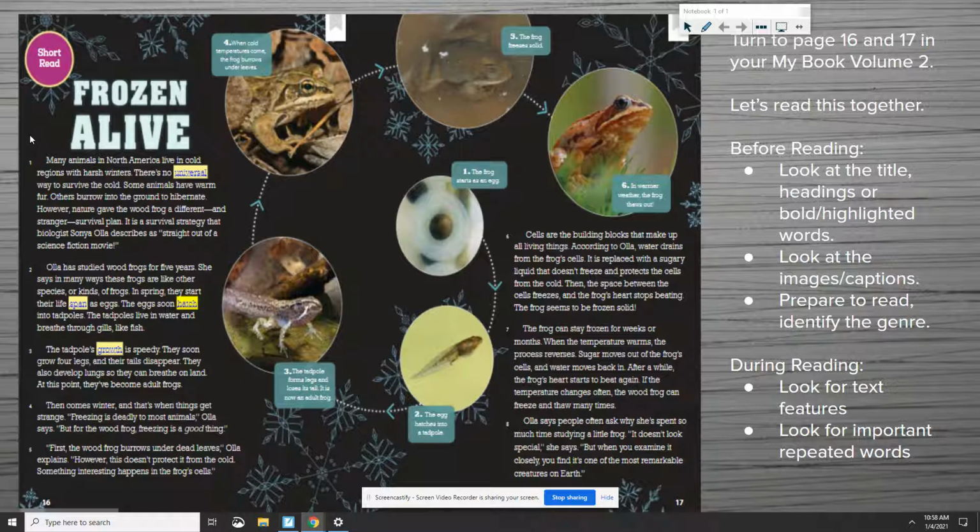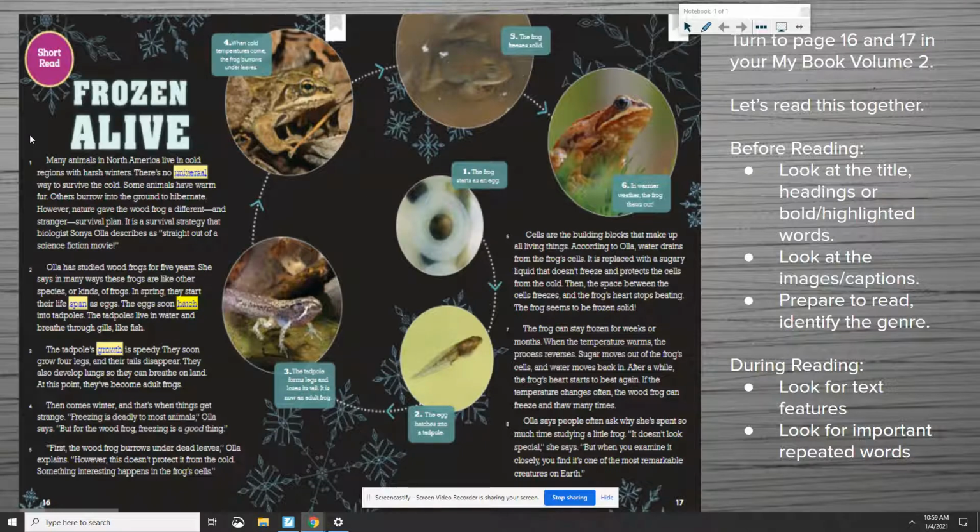Paragraph 4. When winter comes, that's when things get strange. Freezing is deadly to most animals, Ola says, but for the wood frog, freezing is a good thing. First, the wood frog burrows under dead leaves, Ola explains. However, this doesn't protect it from the cold. Something interesting happens in the frog's cells. So that is pretty funny. Something's happening. They're not getting hurt, and the freezing is actually good for them. I wonder what it is.